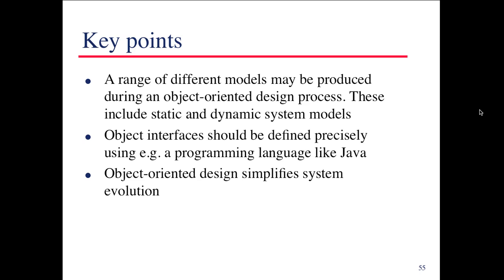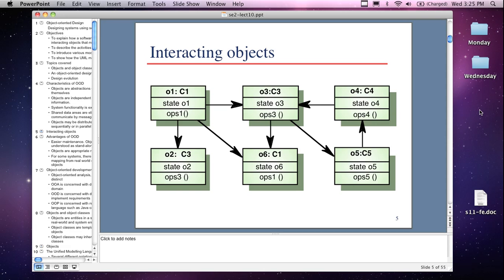Interfaces should be defined precisely using the programming language, and that's why they're always saved for last. Because at the beginning we don't necessarily know what language we're going to implement it in, and so we write the interfaces in whatever language as a last step. And the design simplifies system evolution. So it describes it, and then in the future we can evolve. In that last example I showed you with the weather station, we can add new components to the system to make it evolve into something else.